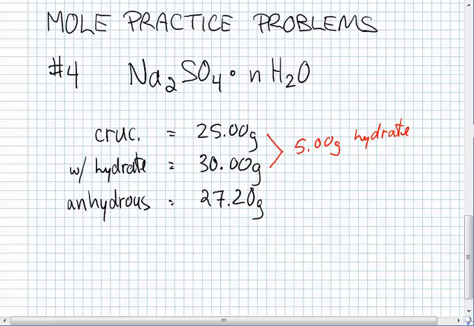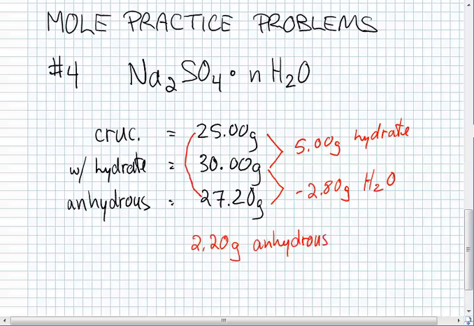And then looking at the next number there with just the anhydrous salt, I see that I've lost... Sorry about that. Announcement got in the way. Anyways, I see that I lost 2.80 grams worth of water. And how much of the anhydrous salt do I have? Well, that's going to be the difference between these two here. So 2.20 grams of the anhydrous salt, that's that. And 2.8 grams of water is that.